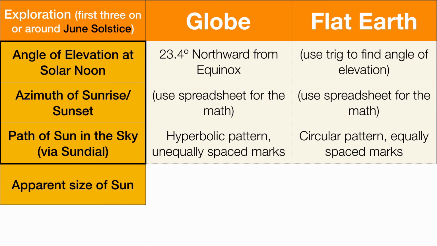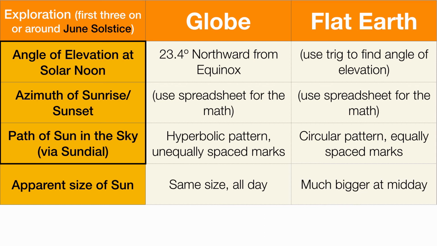And then next we have the apparent size of the sun. If the Earth were a globe, since the sun is so far away, it should appear the same size all day. Again, use a solar filter or a pinhole solar observer. If the Earth were flat, the sun should appear significantly bigger, like 1.5 times, 2 times, maybe even 3 times bigger at midday than at sunrise or sunset.